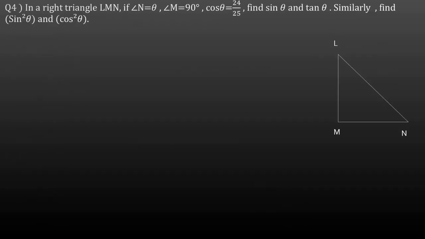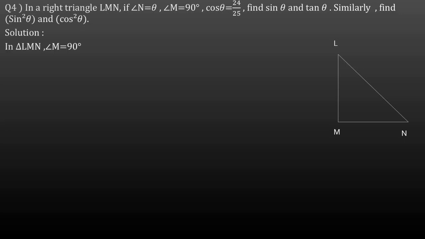In a right angle triangle LMN, if angle N is theta, angle M is 90 degree, cos theta is equal to 24 upon 25, find sin theta and tan theta. Similarly, find sin square theta and cos square theta. Solution.